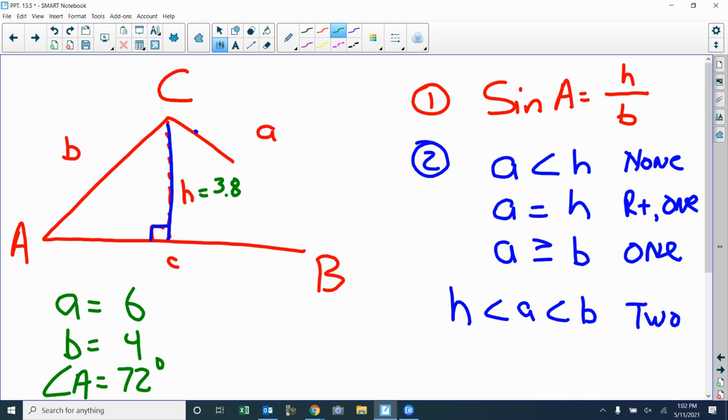Everybody good there? All right. So let's look at it. Is the height greater than A? Is the height greater than A?